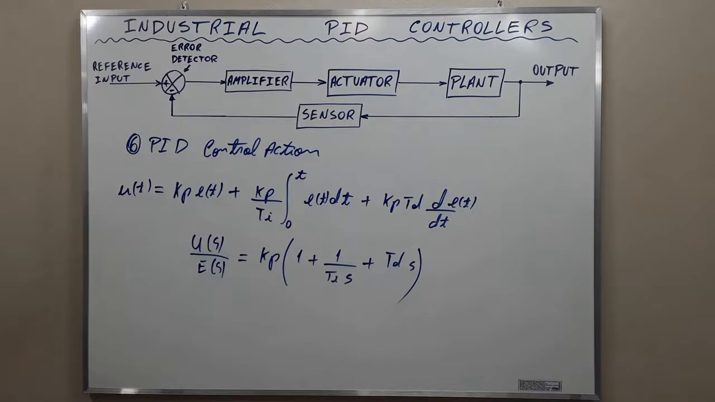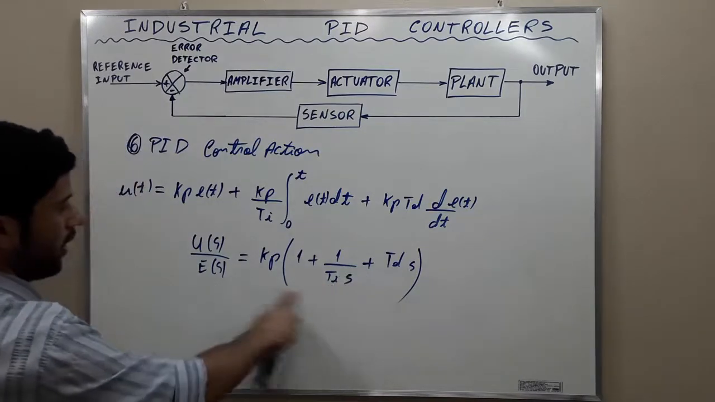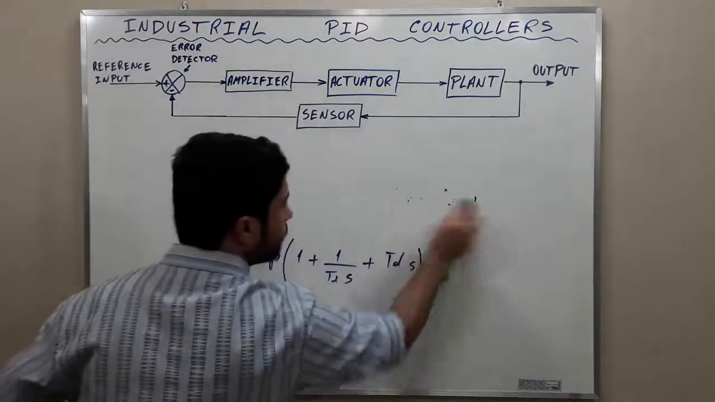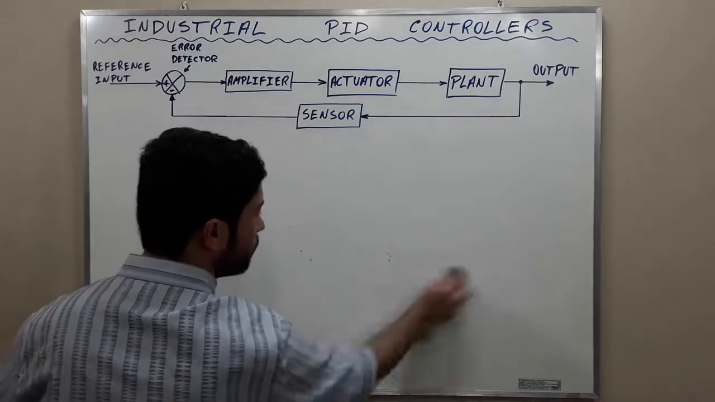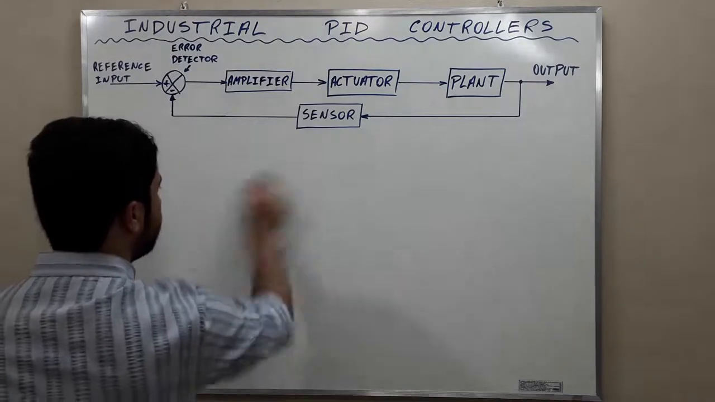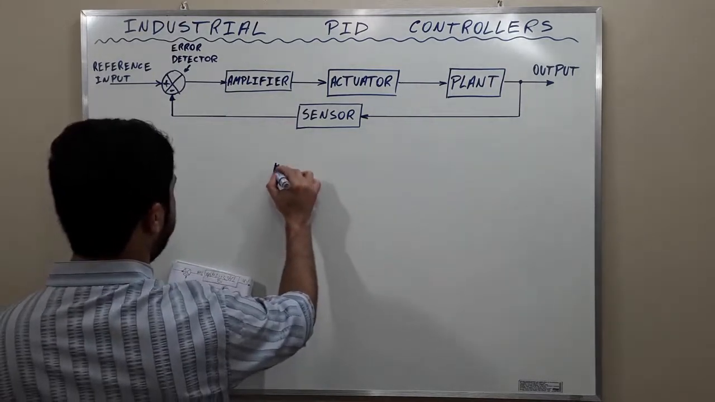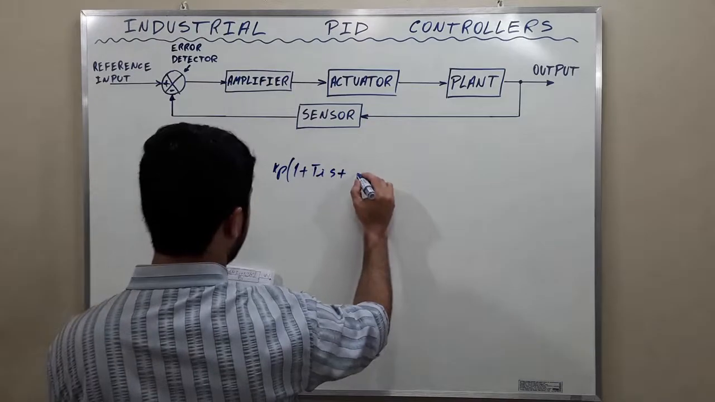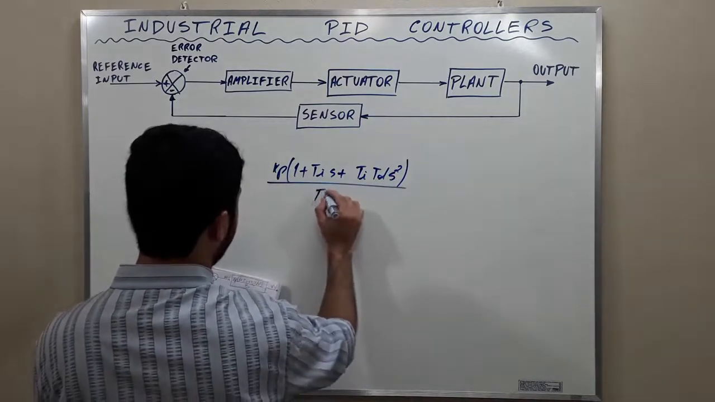The block diagram of a PID controller is, let's draw the block diagram of a PID controller. We have here Kp times 1 plus Ti S plus Ti Td S squared, all divided by Ti S.